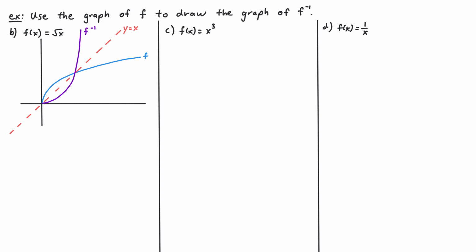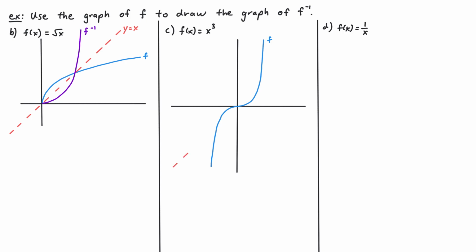Now let's look at example C. We have the function f of x equals x cubed. Again, let's start by drawing the graph of f. We've learned previously that the x cubed function has a shape that looks something like this. So if we want to draw the graph of f inverse, we will need to flip this graph across the diagonal line y equals x.